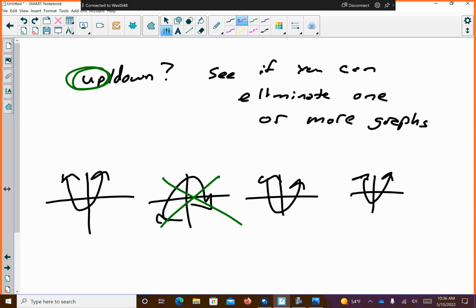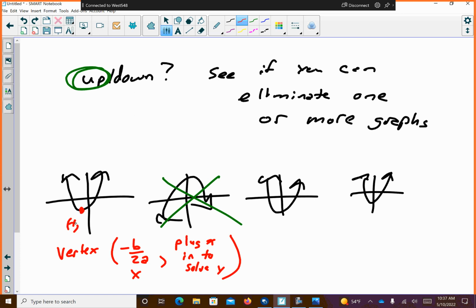And then once you do that, look at the vertex. Okay, so the vertex will be the negative b over 2a for the x, and then plug x in to solve y. So sometimes the vertex might be enough for you to guarantee it. So let's say you come up with the vertex being -1, -3. You've solved it. You're like, oh, I solved it. I got -1, -3. What can you eliminate now? The first, third, or fourth graph? First one. So now you are down to a 1 in 2 chance of getting it right. So you're using your process of elimination.